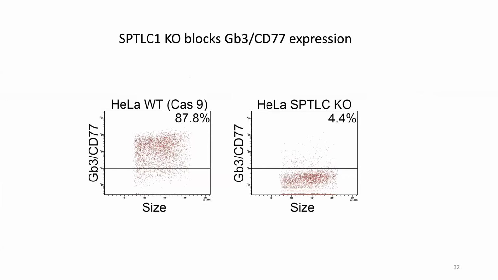Nicely for us, there's a very good antibody called CD77, which recognizes GB3 on the cell surface, which allows us to probe the expression. And in wild-type HeLa cells, we can see that most of the cells, in this case, express GB3. And when the SPT is knocked out, very few of the cells express it. So this is proof that modulation of the pathway would affect GB3 expression.